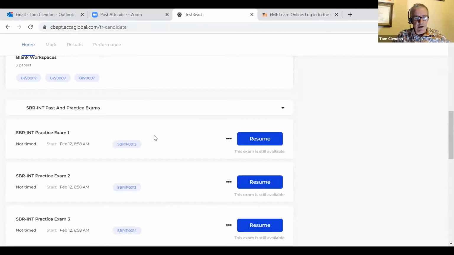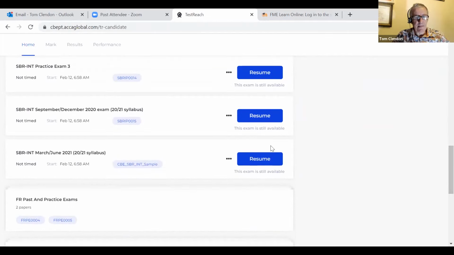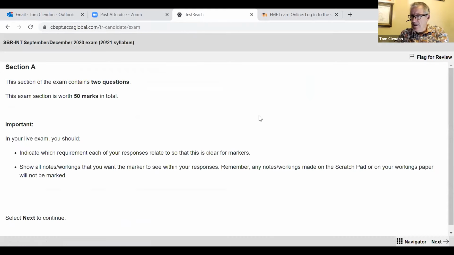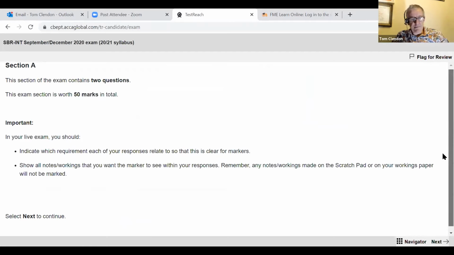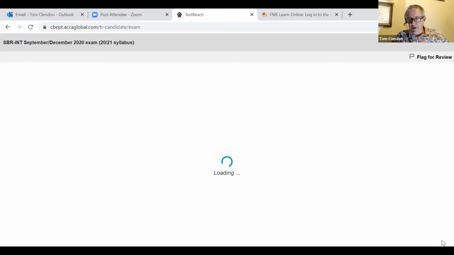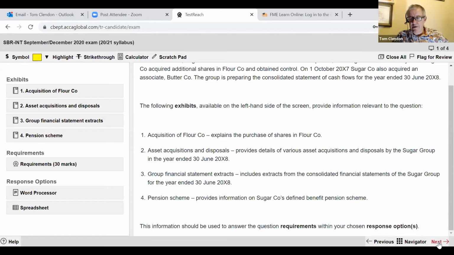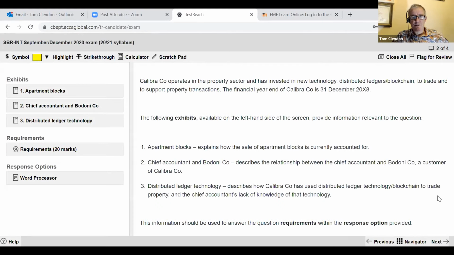And the exam paper that we're going to have a look at to begin with is the September-December 20 exam. Now, this is the sort of thing that we're faced with. We need to move on, and I'm not going to do sugar. Sugar is a horrible question, very detailed number crunching question. This is the question I want to have a look at.